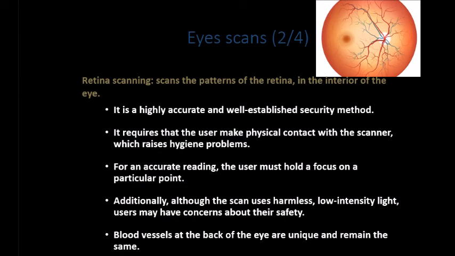Retina scanning scans the patterns of the retina in the interior of the eye. It is a highly accurate and well-established security method. It requires that the user make physical contact with the scanner, which raises hygiene problems. For an accurate reading, the user must hold focus on a particular point. Additionally, although the scan uses harmless, low-intensity light, users may have concerns about their safety. Blood vessels at the back of the eye are unique and remain the same.